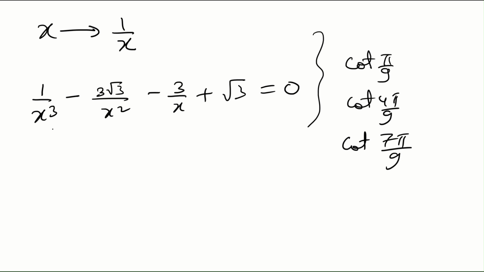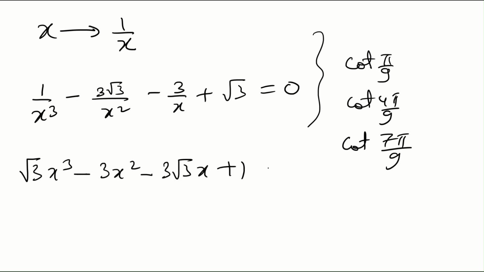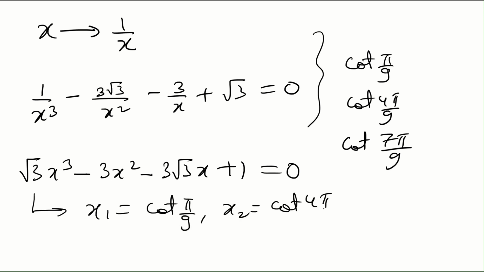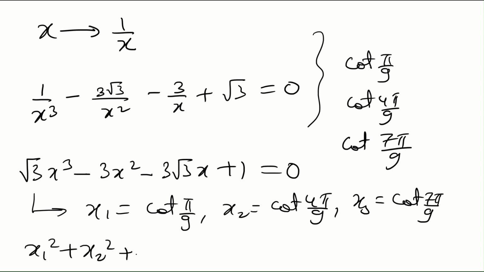Let's simplify it. So we will get square root of 3 x cubed minus 3x squared minus 3 root 3 x plus 1 equals 0. The roots of this cubic equation are going to be x1 equals cot of pi over 9, x2 equals cot of 4 pi over 9, and the last root x3 equals cot of 7 pi over 9. And if you remember the original question, we really are interested in finding the value of x1 squared plus x2 squared plus x3 squared. And this is very simple to find out using theory of equations.